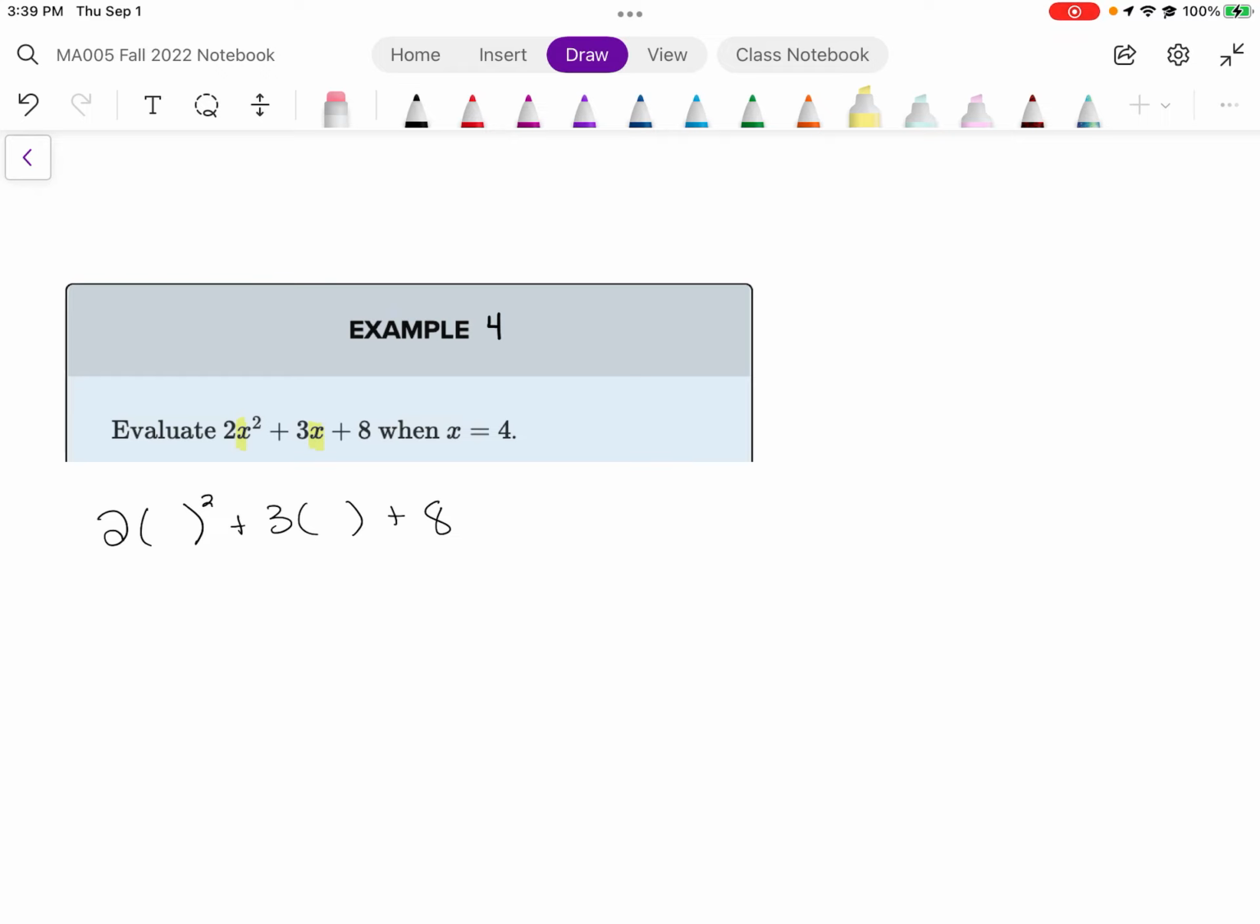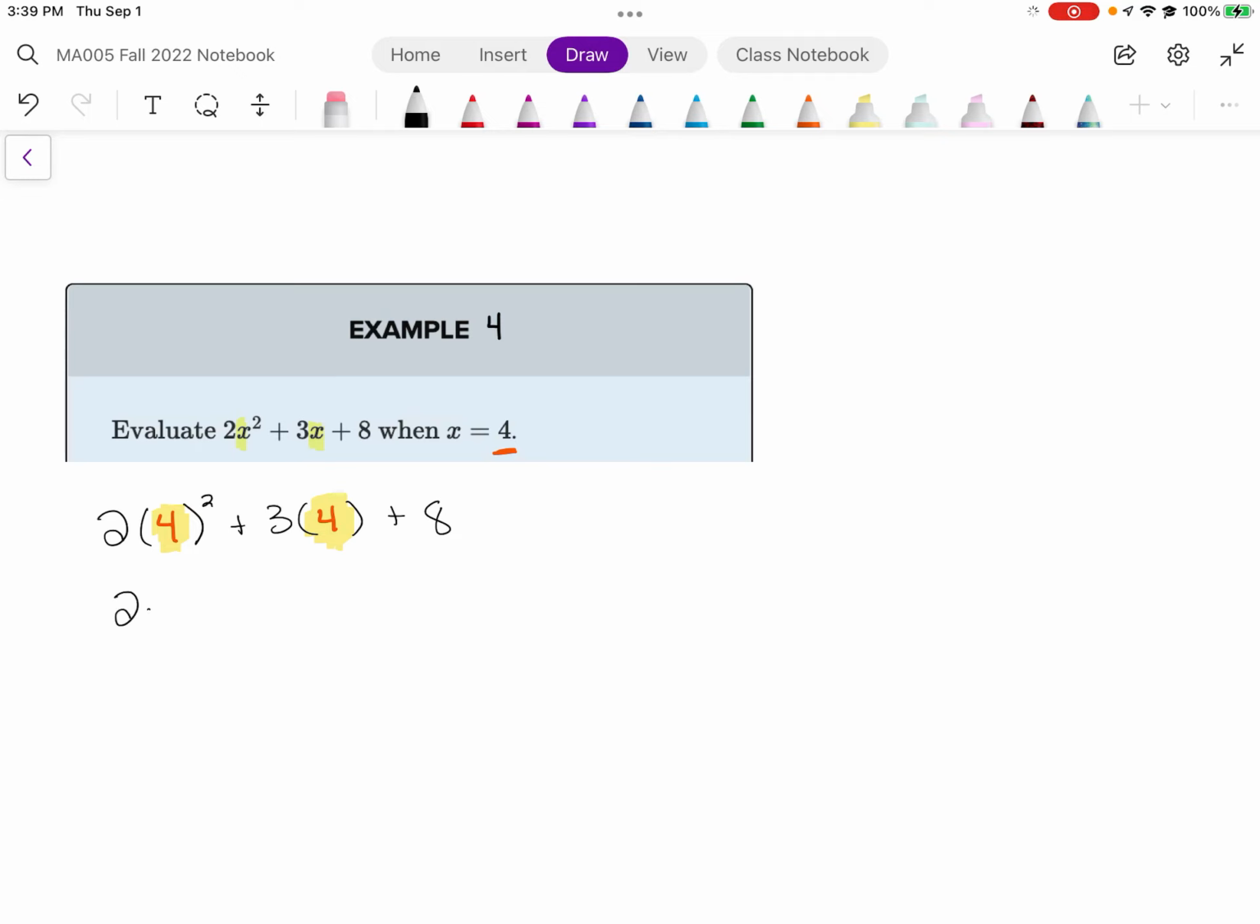So notice every time I had an x, I just put a blank parenthesis. That's one way you can do it when you first start doing this so you don't mess it up. Okay, so that 4, I'm going to use orange, goes in each of these. All right, so now order of operations is important. That's why we talked about it first.